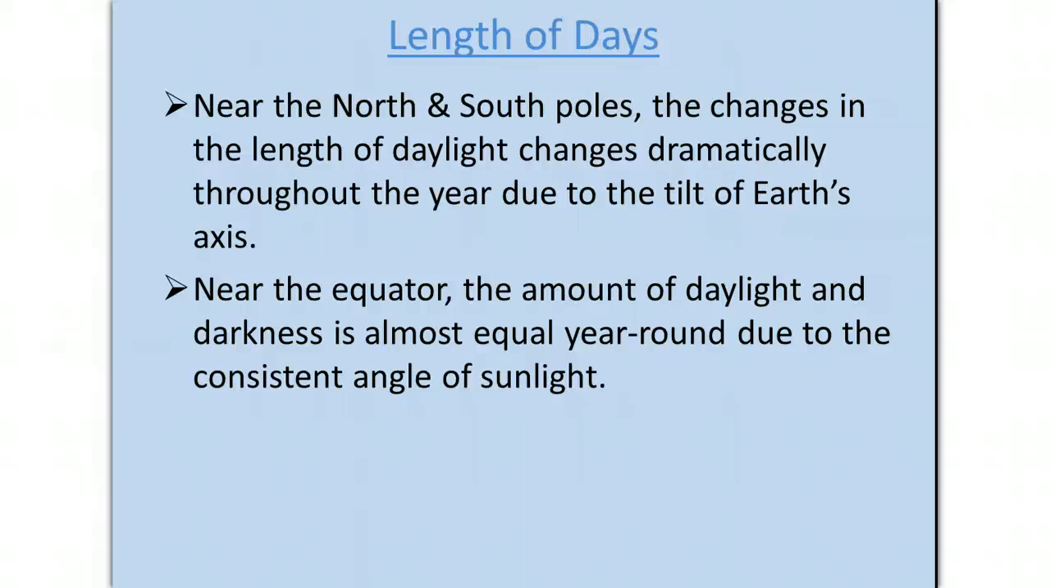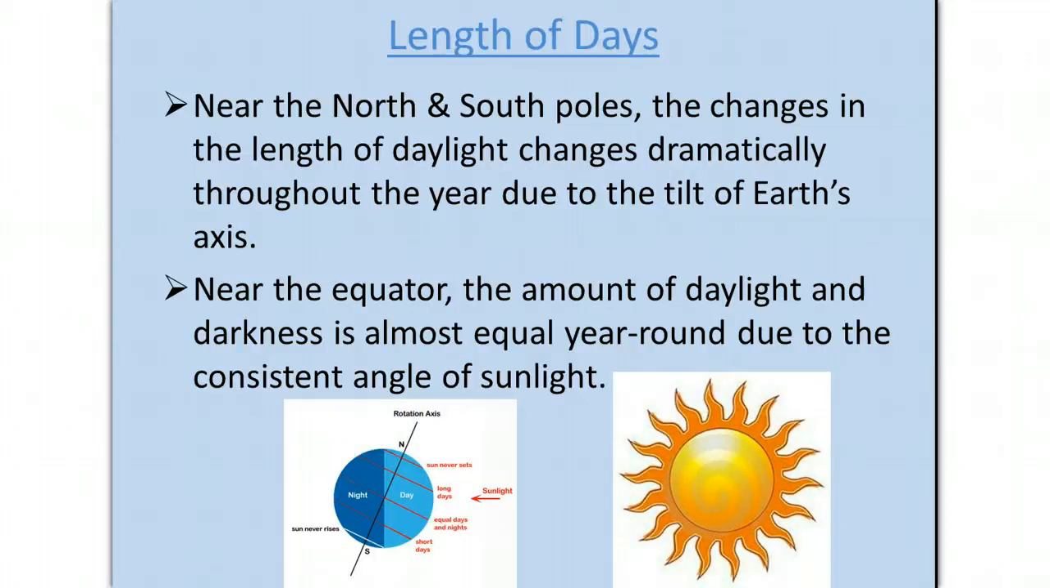Well, let's take a look. Here comes Mr. Sun again. All right. Now, you see here along the equator that the sunlight is pretty much hitting it the same number of hours no matter what time of year. So because of that, the equator has pretty much an equal amount of sunlight and darkness. So they pretty much have 12 hours of daylight, 12 hours of nighttime.